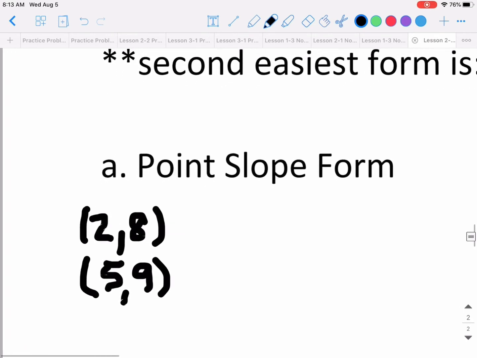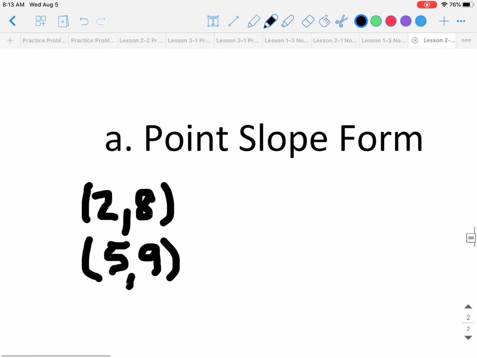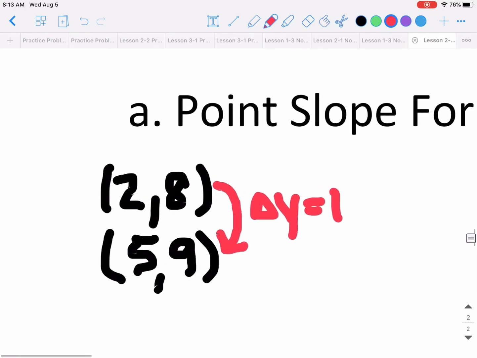So if you put the 2 points on top of each other, it's really easy to make sure you're subtracting 1 point from the other and you're not mixing up your x's and your y's. So if I look at my change from my first point to my second point, my change in y, I know that change is 1. If I look from my first point to my second point, what's my change in x? My change in x is going to be 3.